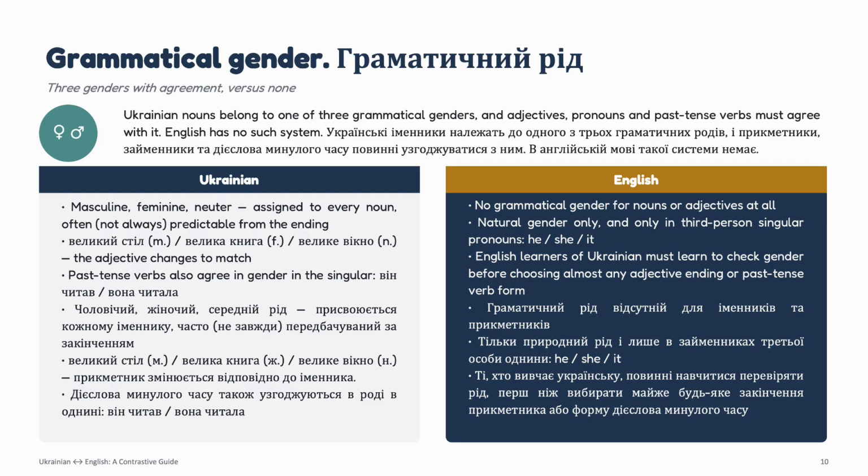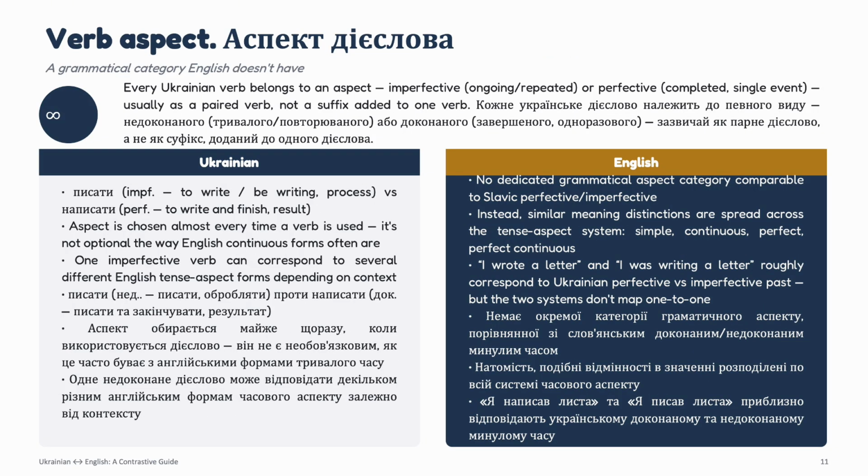Before you can even choose the right adjective ending or the right past tense verb form, first you have to check the noun's gender. Usually, if the word finishes with a or ya, it's female. If it's a consonant, it can be male. And if it's o, e, it can be neuter. But again, there are a lot of words which can be different from these rules. So sometimes it's possible that you will need to learn them separately if you want to learn Ukrainian.